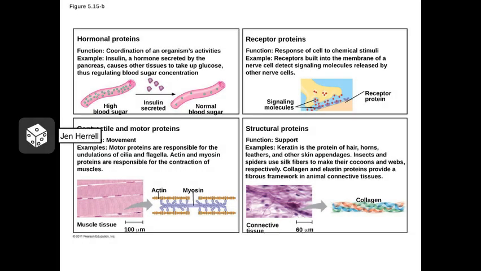Here's some more functions of proteins. Some proteins help your cells communicate with one another. These include things like hormones and things called receptors. Hormones are proteins that are released in the blood, and they circulate around in your body until they reach what are called target cells. Then they bind with those target cells and they send messages. A great example of a protein hormone is insulin, which is released by the pancreas, and it talks to the liver and your muscles and tells them to remove sugar from the blood.